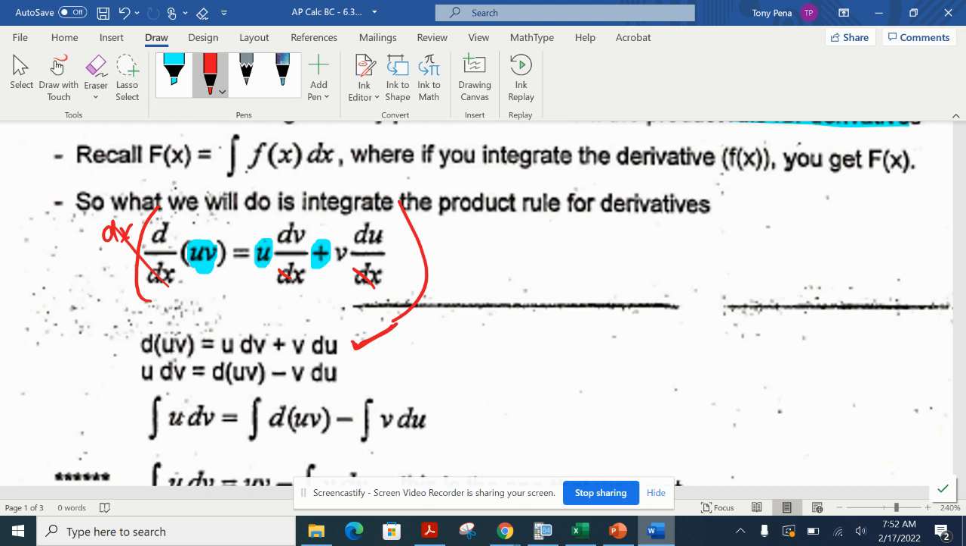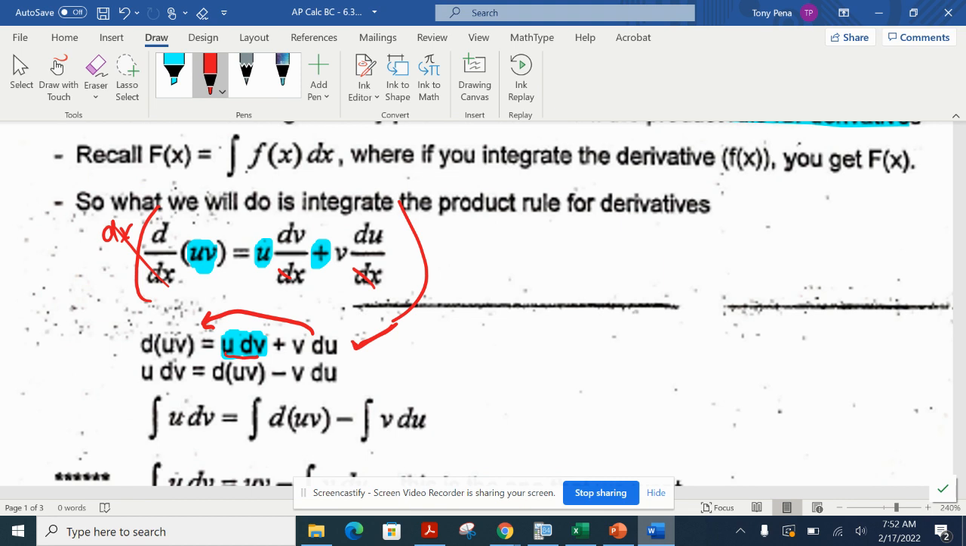Then I just did a little bit of algebra here. If you notice, I just solved for this right here. So that would require us to move this guy over. That's why the v du becomes negative in this second step. And then since we're solving for this, I just put this on the left-hand side. So this is, again, the derivative of a product rearranged.